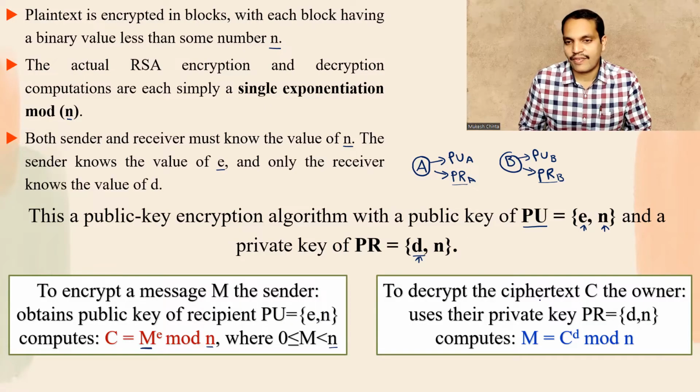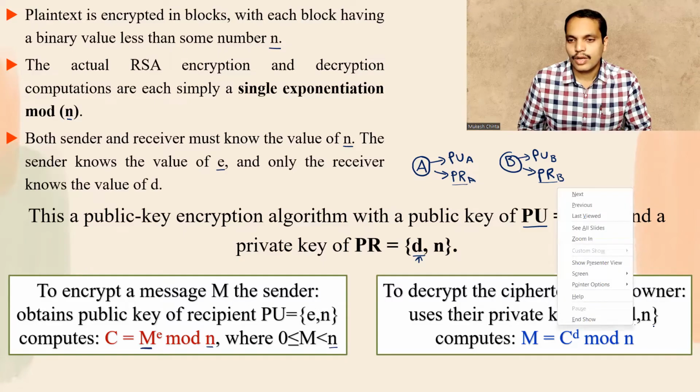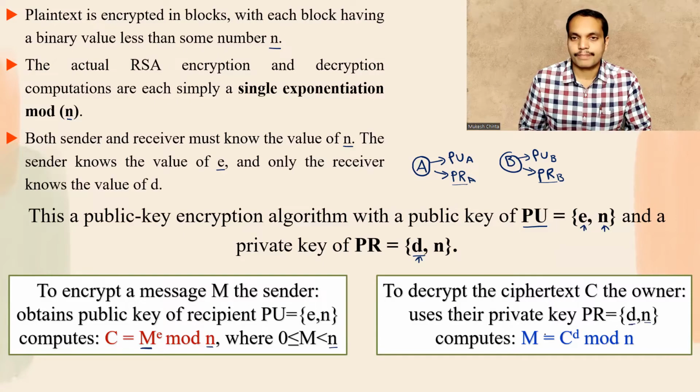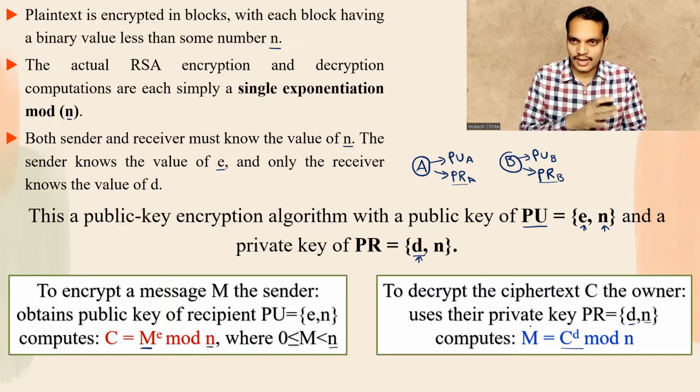Now to decrypt the ciphertext, the owner uses their private key, PR is equal to D comma N. As I told you, the private key is kept private. You never disclose the private key to anyone. Only your public key is known to the users. And then it computes M is equal to C power D mod N. Here also, if you observe, we are doing only a single exponential calculation with modulus N. Okay, so to understand this, let us see what happens at both the sender and the receiver.